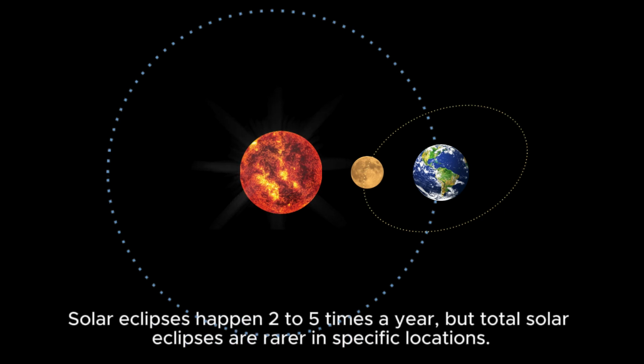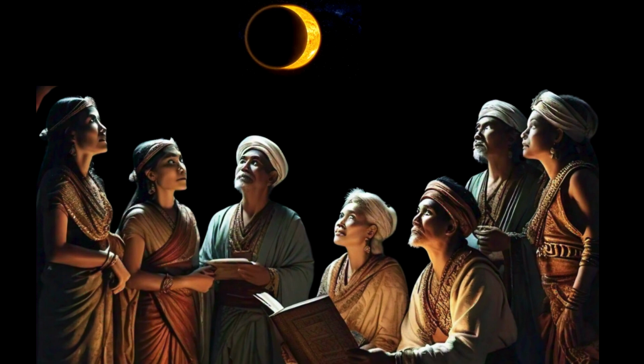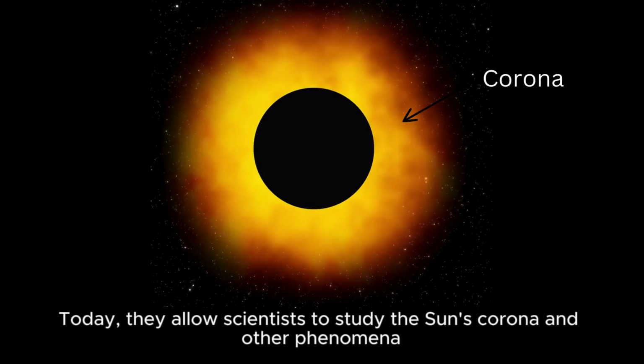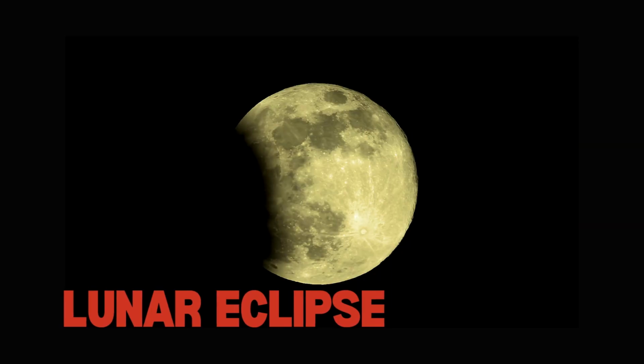Solar eclipses happen 2 to 5 times a year, but total solar eclipses are rarer in specific locations. A total solar eclipse at the same spot on Earth might occur only once every 360 to 410 years. Throughout history, solar eclipses have been seen as awe-inspiring events with religious, cultural, and scientific significance. Ancient civilizations often associated them with divine events or omens. Today, they allow scientists to study the sun's corona and other phenomena.